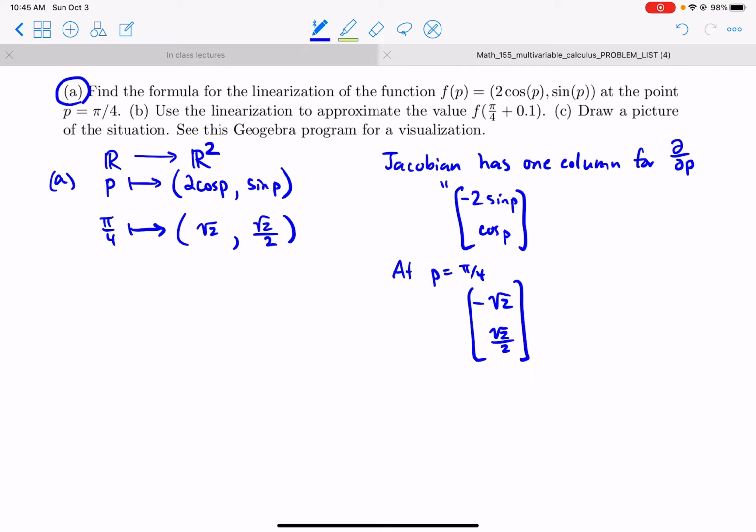So there's a Jacobian at a point. You see it's an actual vector. It's pointing somewhere in two-dimensional space. Well, I guess it's pointing like that because the first component is negative. So it looks like that. Okay, now, so the derivative of, well, let's call this f, the derivative of f at pi over 4 is the linear map. It has the same inputs and outputs.